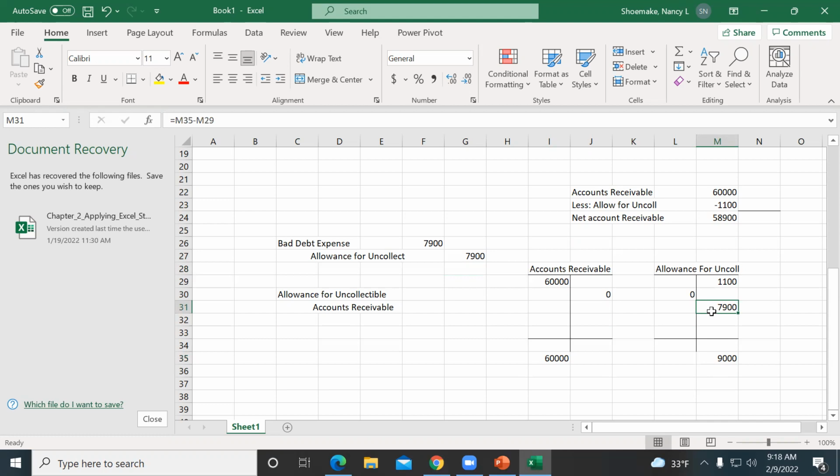Now, what would be the new accounts receivable net balance? It'd be 60 minus 9,000. Wouldn't our new net accounts receivable be 51,000 here? Do you see that?